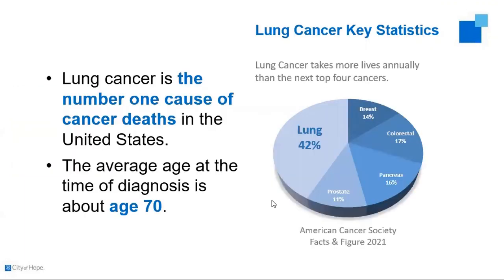So what are the key statistics for lung cancer? As we know, lung cancer is the number one cause of cancer deaths in the United States. It takes more lives than the other four top cancers. The average age of the diagnosis for lung cancer is about 70 years old.